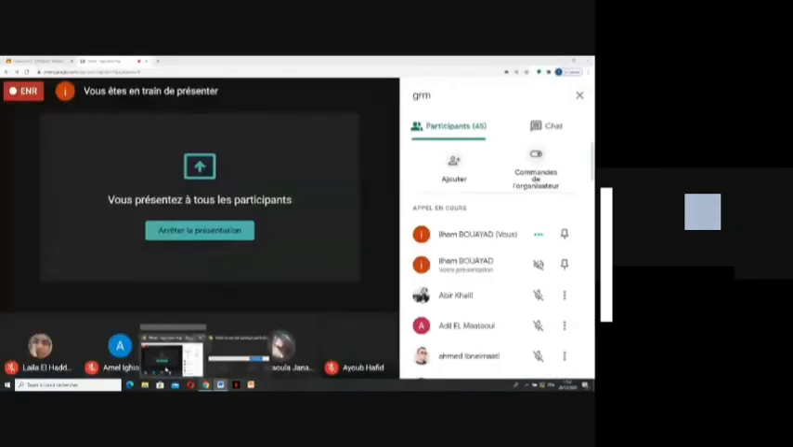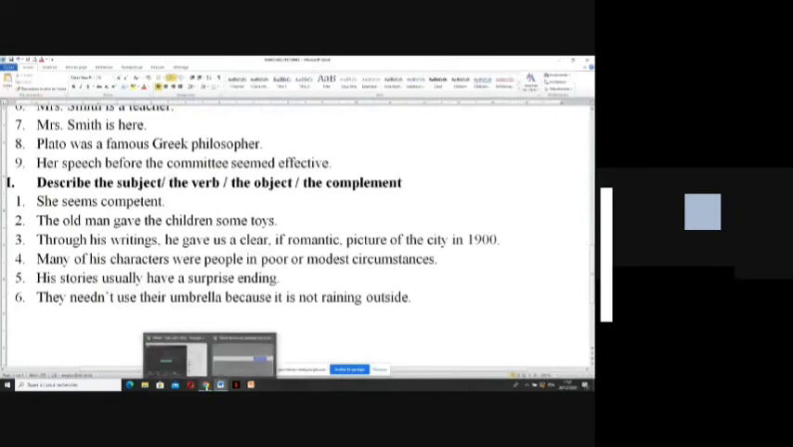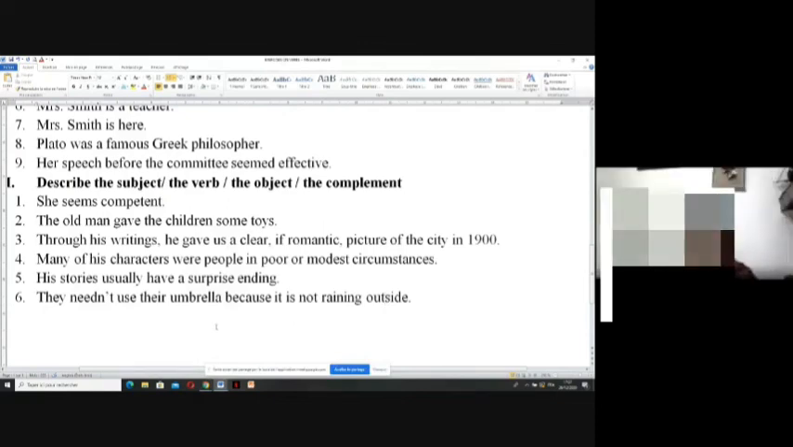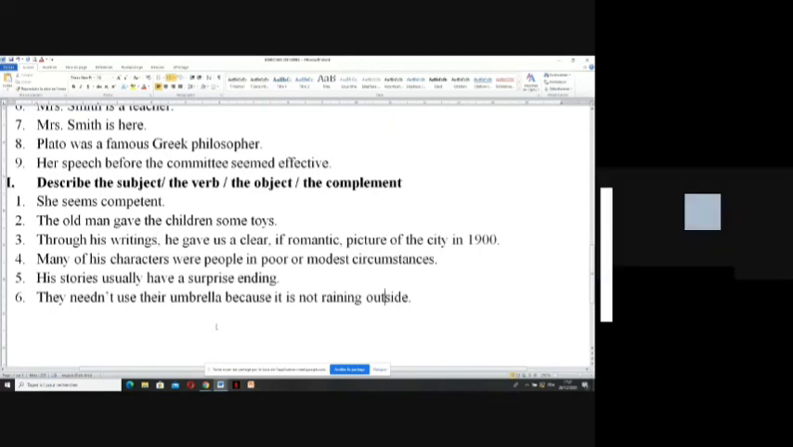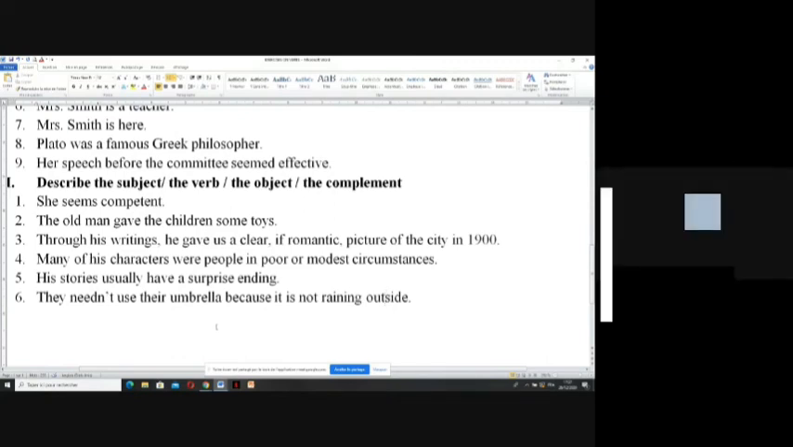Many of his characters is a noun phrase functioning as a subject. Yes, sir. Where is intensive verb, non-lexical, finite. Good. Bravo. I got it. Okay, good. You got it. I appreciate. Your explanation wasn't in vain. I appreciate. Okay. Because I have clever students, you know. Yes, sir. People in poor or modest circumstances is a subject complement.